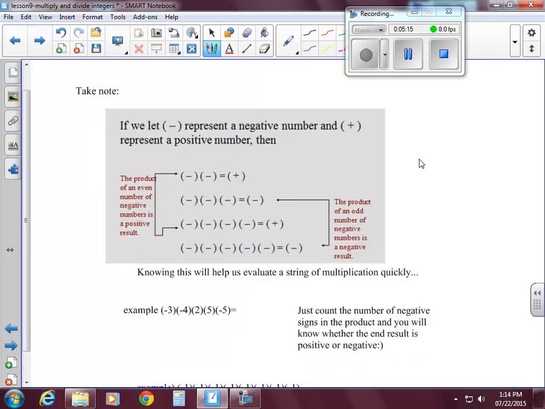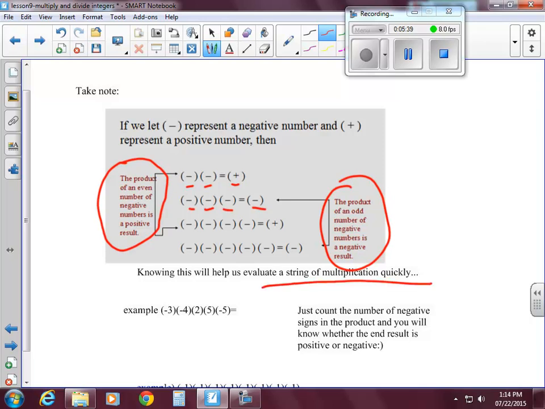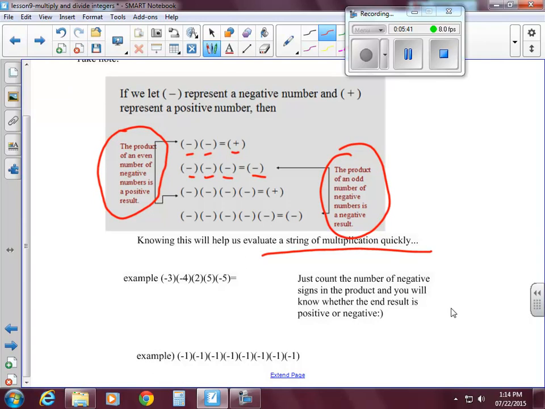Okay, so let's take note then. We know a negative times a negative is a positive. But then a negative times another negative would return a negative. So we're starting to feel like the product of an odd amount of negative numbers is negative, and the product of an even amount of negative numbers is positive. Knowing this will help us evaluate a string of multiplication quickly. That is, just count the number of negative signs in the product, and you'll know whether your end result is positive or negative. So let's play with this one together.